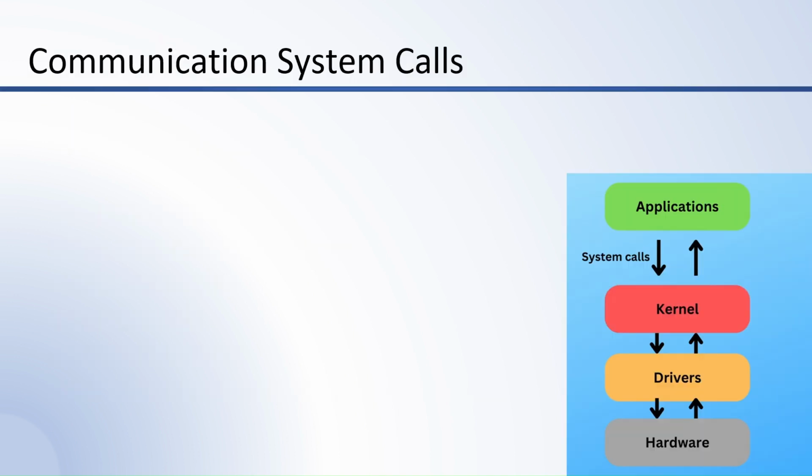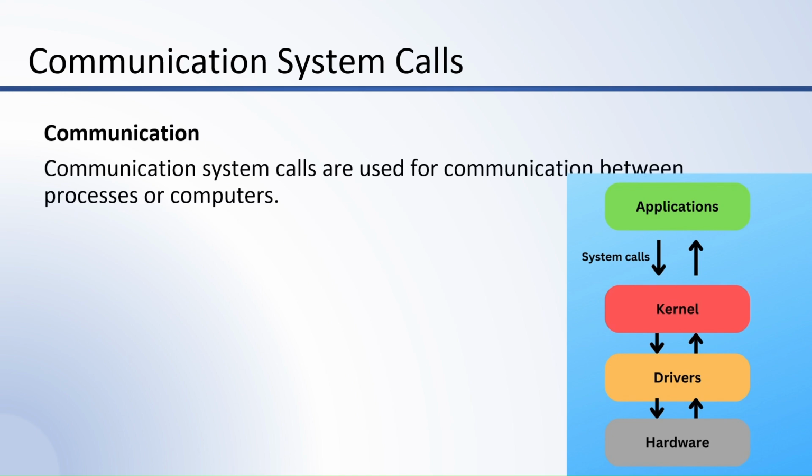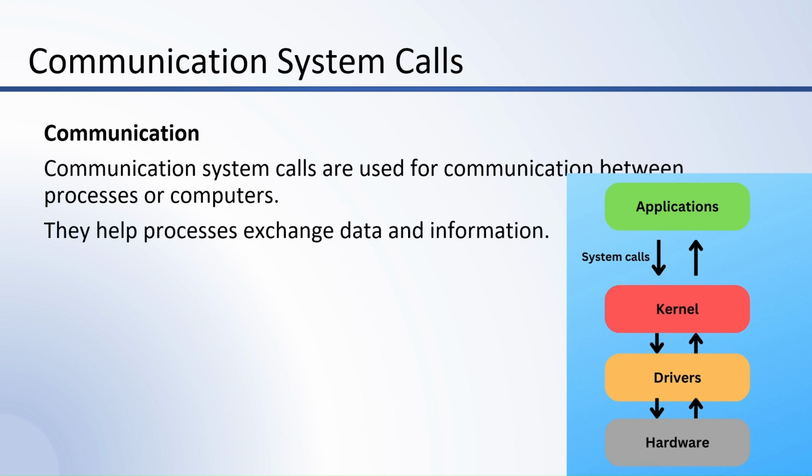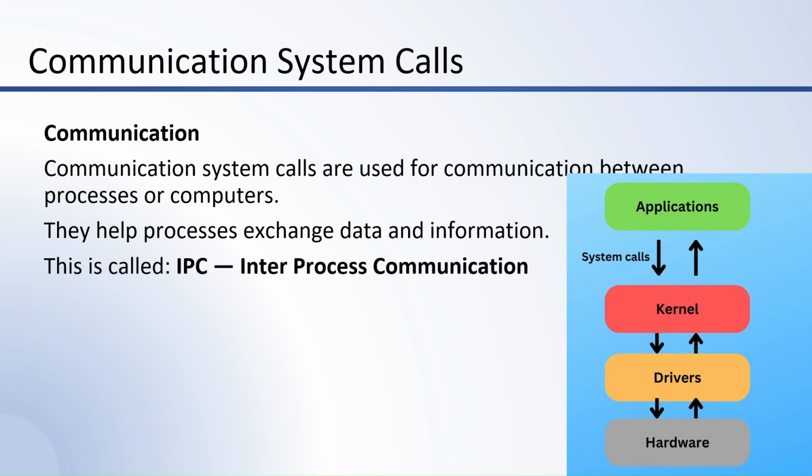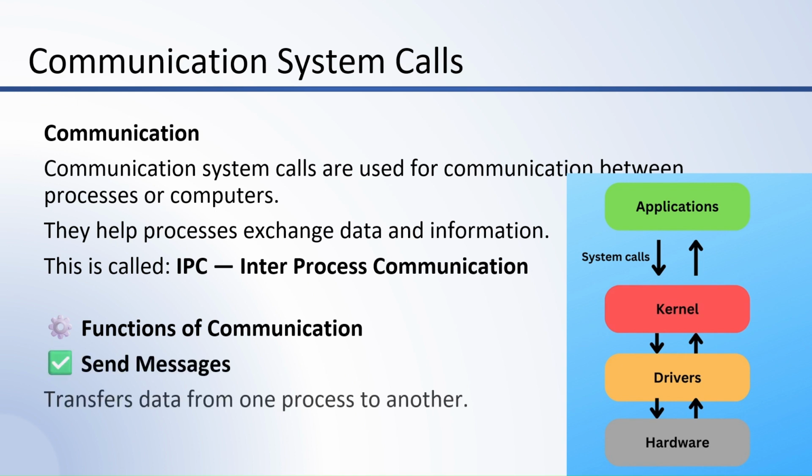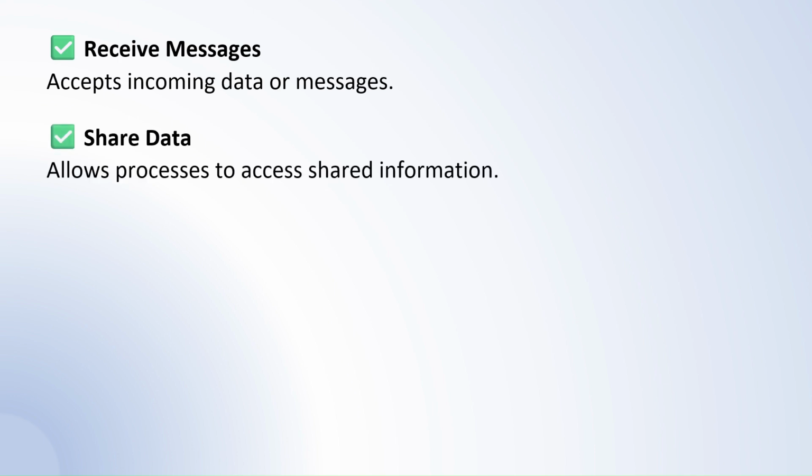Communication system calls. Communication system calls are used for communication between processes or computers. This communication is called IPC, inter-process communication. These system calls help processes exchange data and information. Now let us understand its functions. Send messages. One process sends data to another process. Receive messages. Another process receives the incoming data. Share data. Processes can share information with each other.